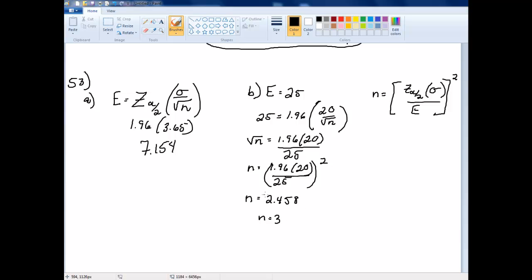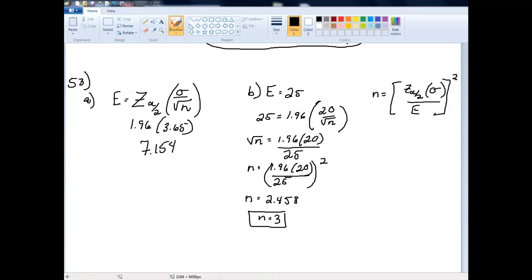So the book rounded up. So you need a sample size of 3, because you can't sample 2.45 people. I don't even think we're sampling people. Hold on. Yes, we are sampling people, and you can't sample 2.458 people, so you just sample 3 instead.